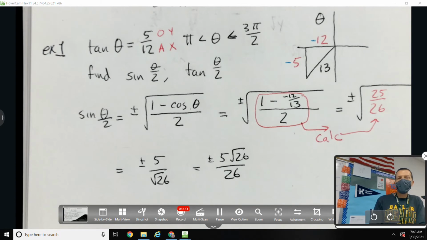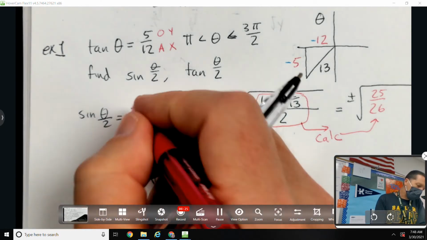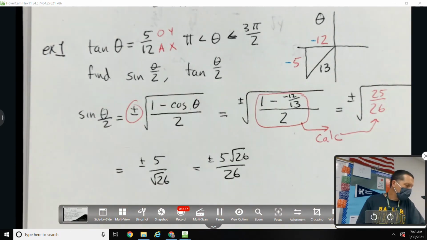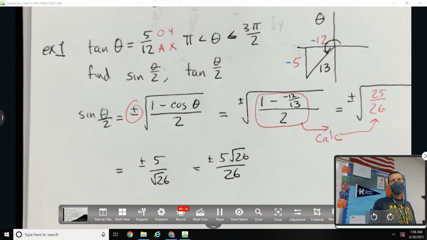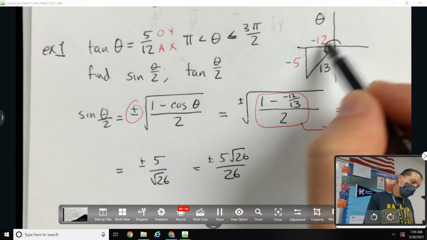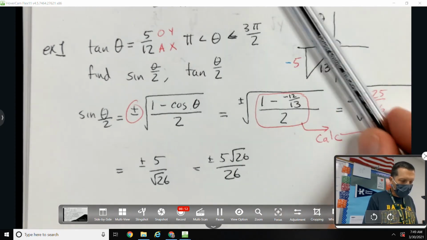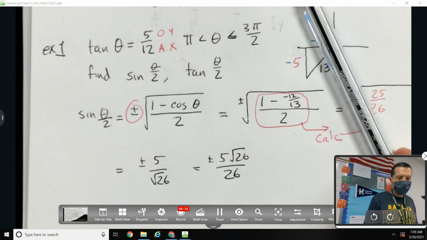But I still have this plus or minus on there, and I need to think about where theta over 2 is. So this angle is theta. So I need to figure out where half of that angle is. There's a couple ways to do this. Some people can visualize where half of that angle is, because all I need to know is what quadrant it lands in. So I don't have to be perfect with it. Some people can say, well, half of that angle probably is like right there.